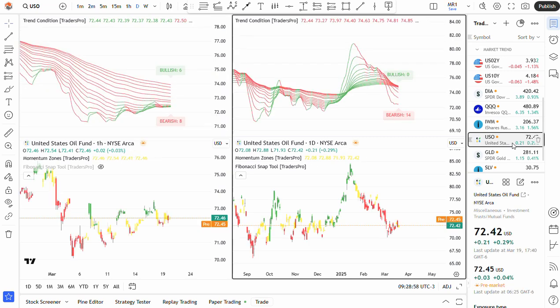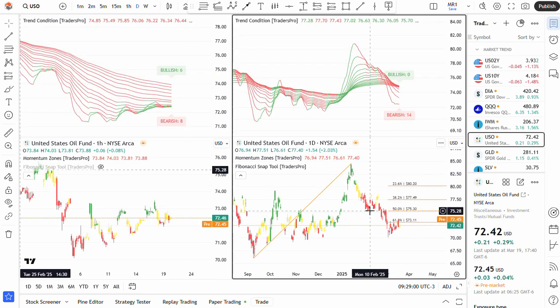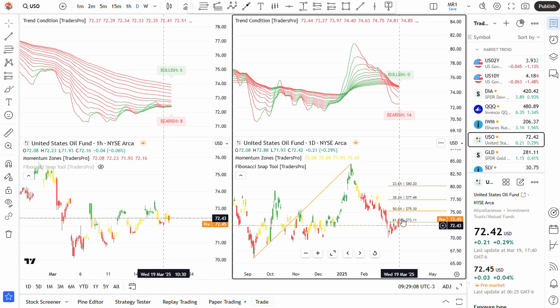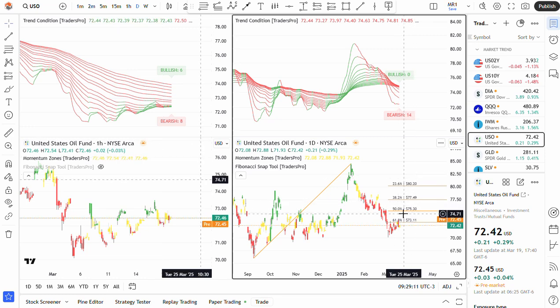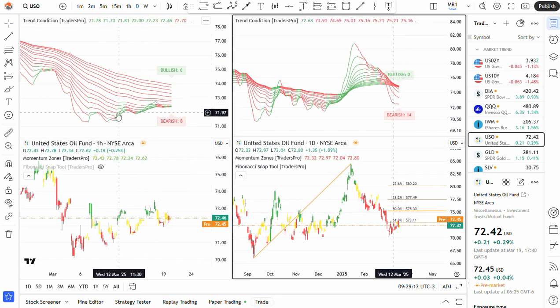Let's take a look at USO oil. Still holding up, but no real confirmation move to the upside yet, and we'll see if that continues to hold this downtrend currently, with a little bit of an indication of some demand starting to come back into oil.